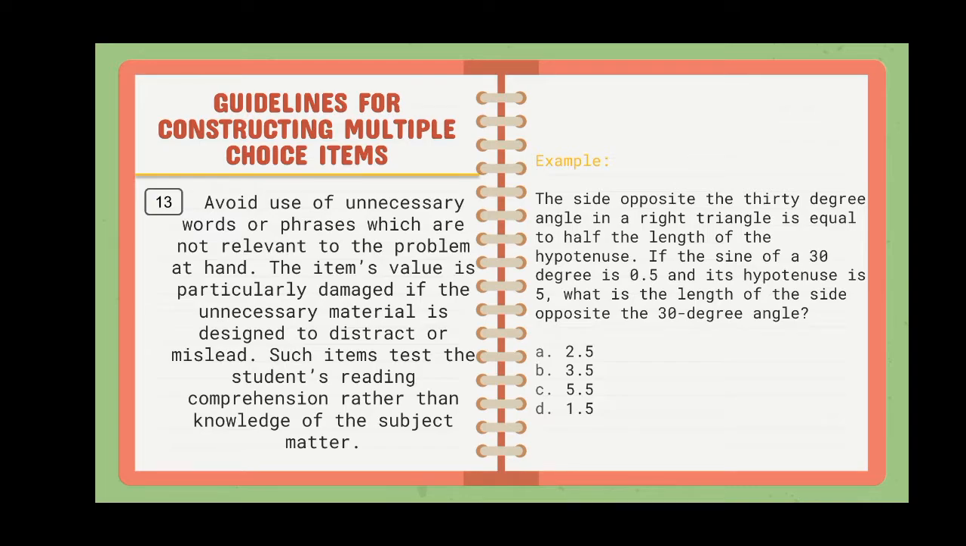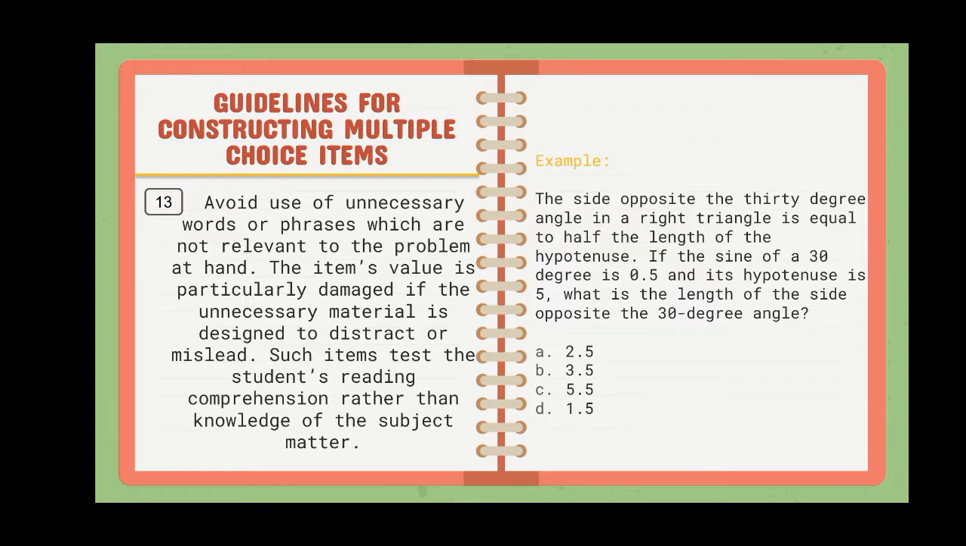For example, the side opposite the 30-degree angle in a right triangle is equal to half the length of the hypotenuse. If the sine of a 30 degree is 0.5 and its hypotenuse is 5, what is the length of the side opposite the 30-degree angle? Letter A 2.5, letter B 3.5, letter C 5.5, letter D 1.5.